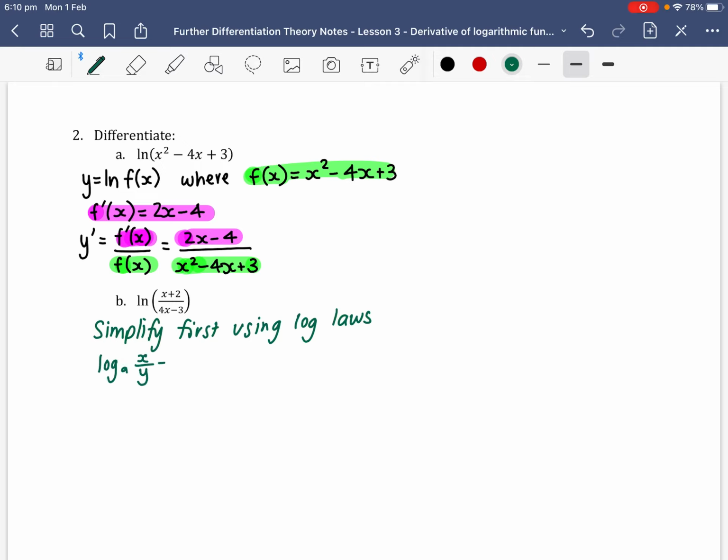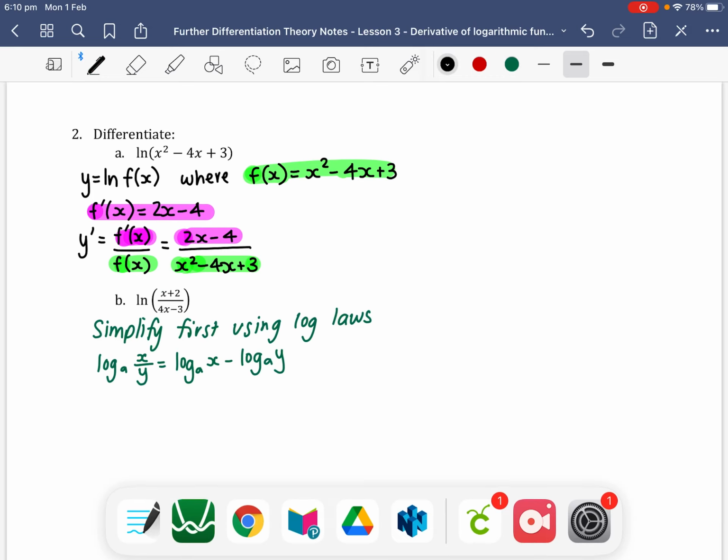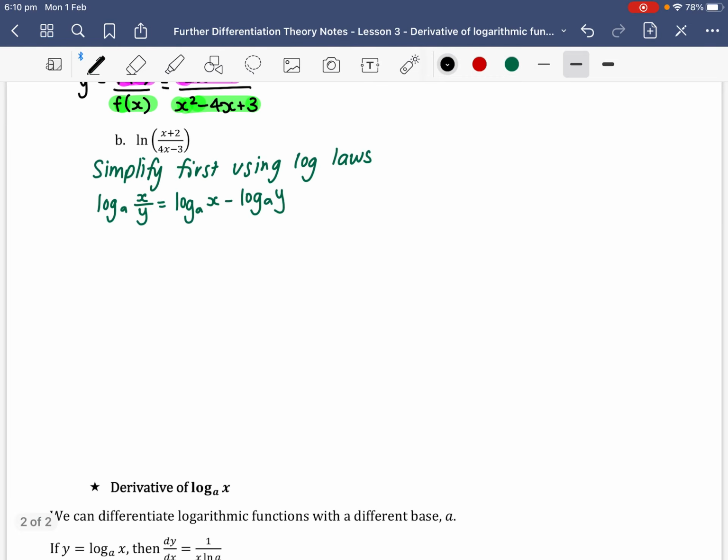that we are using. So this is a division, so we have log base a of x divided by y, which we just talked about is log base a of x minus log base a of y. So what we have is ln of (x plus 2) divided by (4x minus 3) is equal to ln of (x plus 2) minus ln of (4x minus 3). So now that we have this, what we want to do is differentiate.